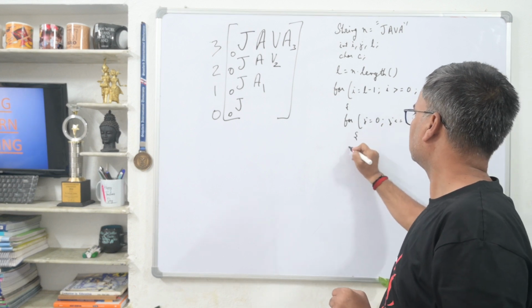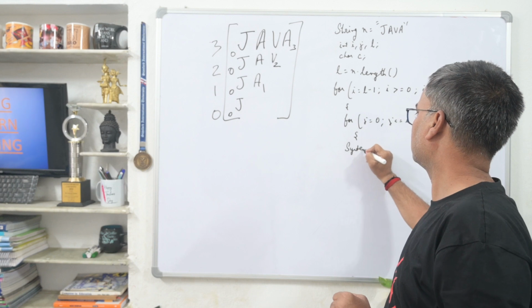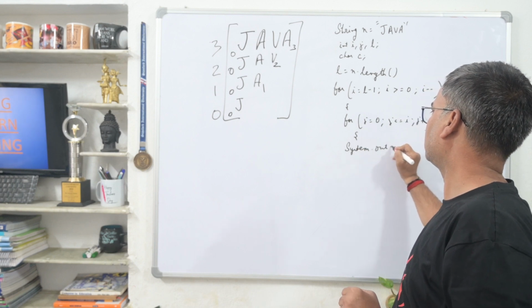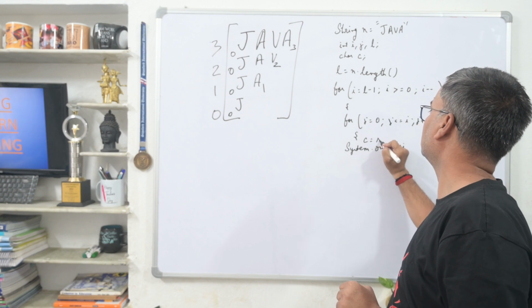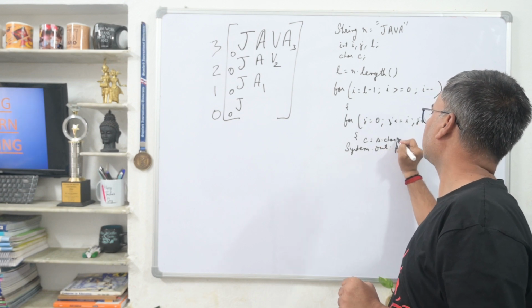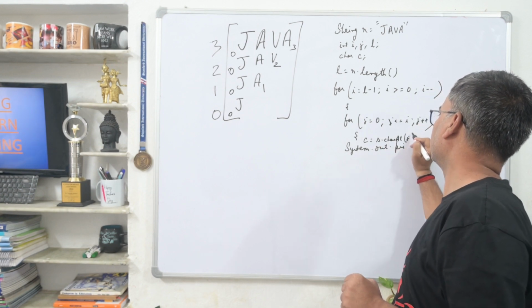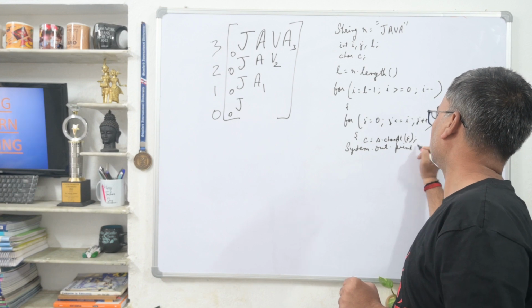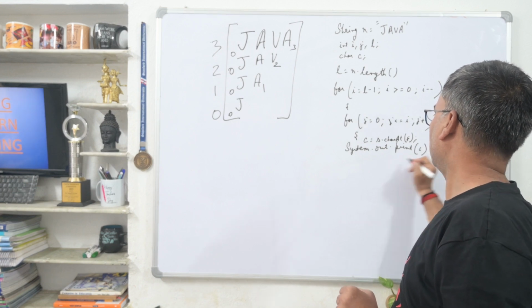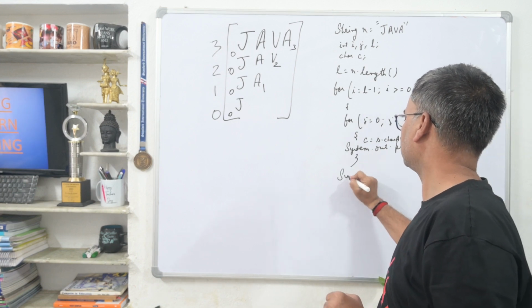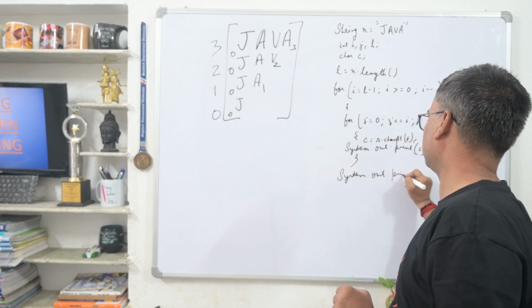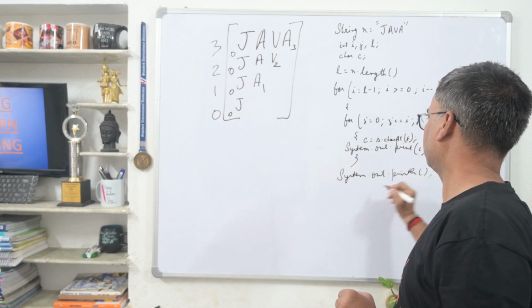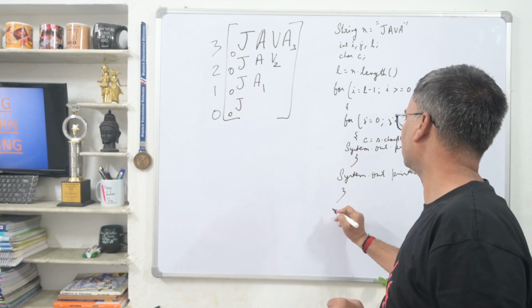Then here, System.out.print. Extract the character: C is equal to S.charAt(J). System.out.print(C), and then outside, System.out.println(L). Right? And then I close it.